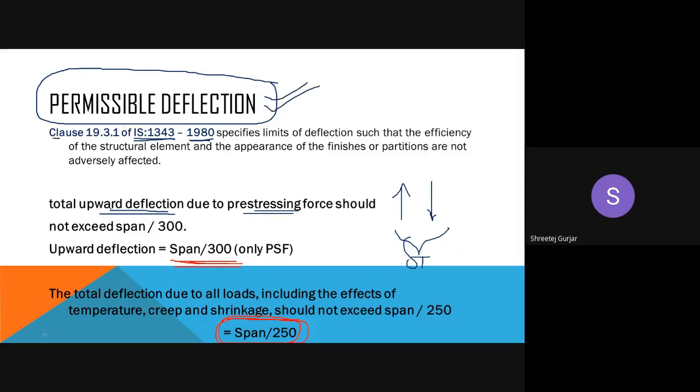So you can go through this clause, that is 19.3.1. Okay, and you will find this wherein they have mentioned these limits. So this is taken from the code. This is not any thumb rule which you have applied. This is taken from this code, from this clause 19.3.1. Okay, so I hope you have this code book with you. I have sent a soft copy. Okay, go through this.